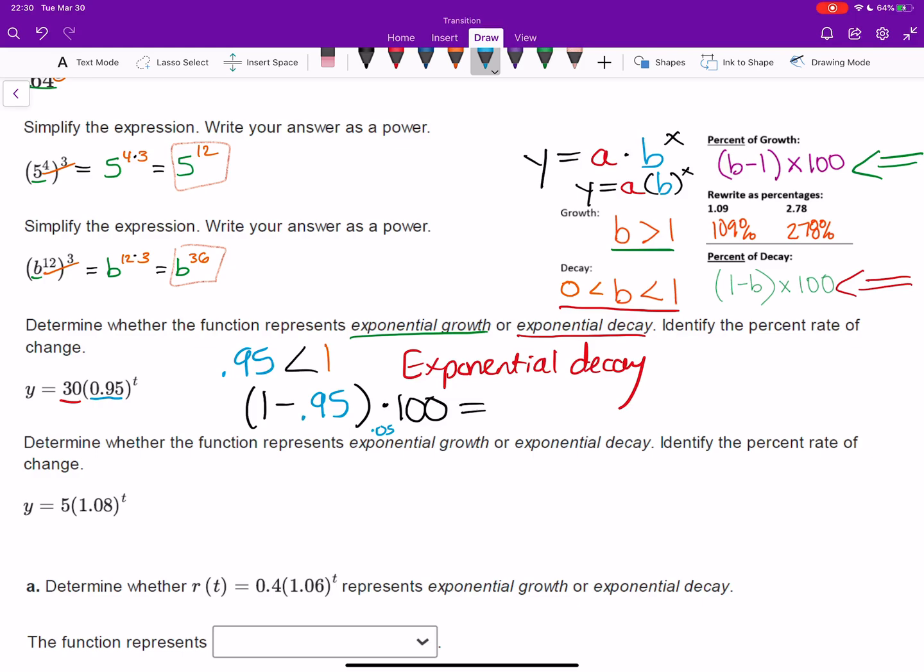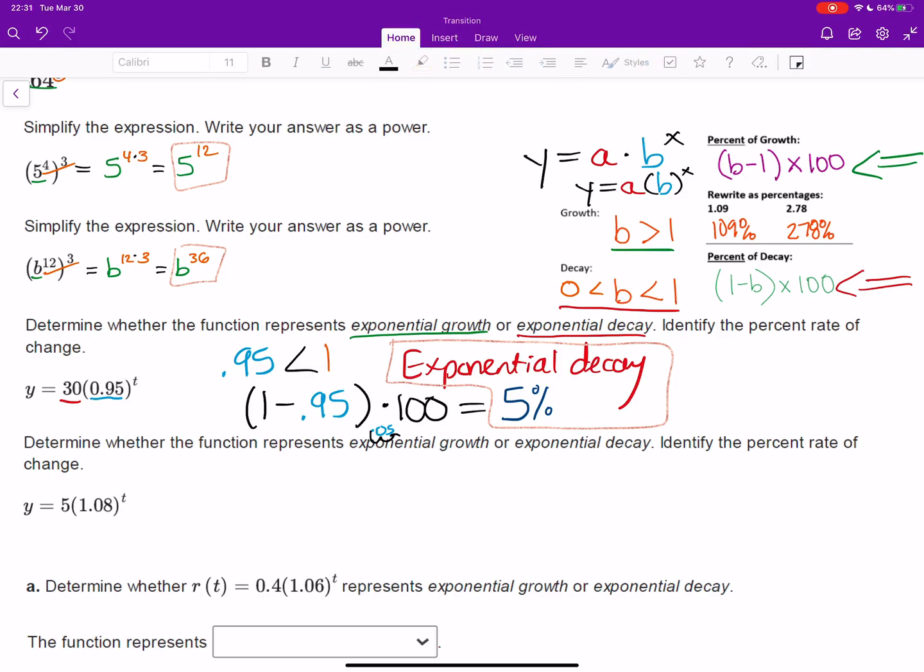That would get you 0.05. And then when we multiply that by 100, it just moves the decimal place 2 to the right, which gets us in the end 5, or 5%. So the rate of change is 5%. It means it's decreasing by 5% every year, or depending on what t exactly represents, but I assume it's a year.